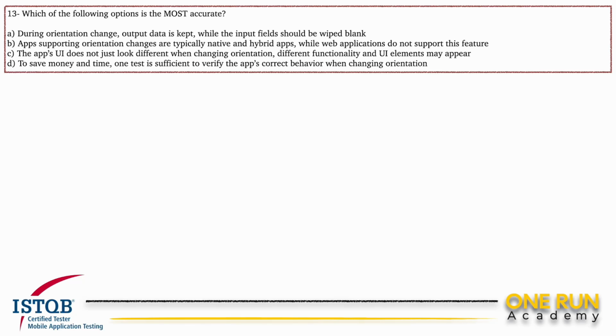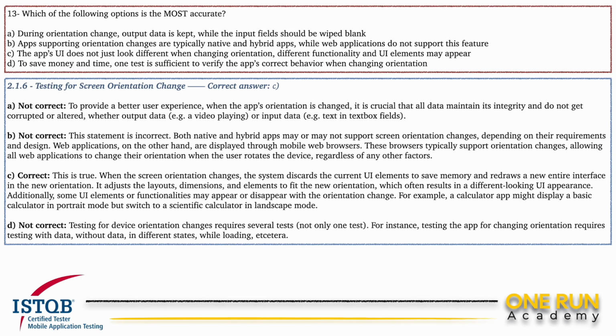Cool. Let's break down each option and try to find out the most accurate statement, which should be an easy task. Starting with option A, which says, during orientation change, output data is kept, while the input fields should be wiped blank. Immediately, this option is recognized as incorrect. This is because in order to provide a better user experience, it is crucial that all data maintains its integrity during orientation changes. This means that both output data, such as a video playing, and input data, such as text in text fields, should remain intact and not get corrupted, erased, or altered when the orientation changes.